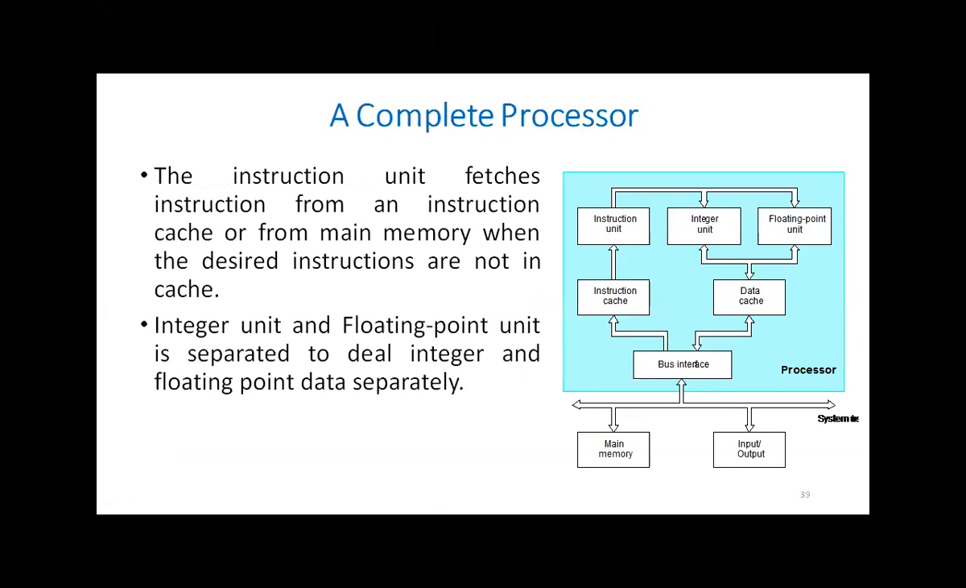Okay, this is the complete processor architecture you can see here. This is the system bus, memory, main memory, then input output unit. Okay, then bus interface, this one, and this is the instruction cache, then this is data cache. Okay, and we have different units in the processor. Okay, this is the processor.